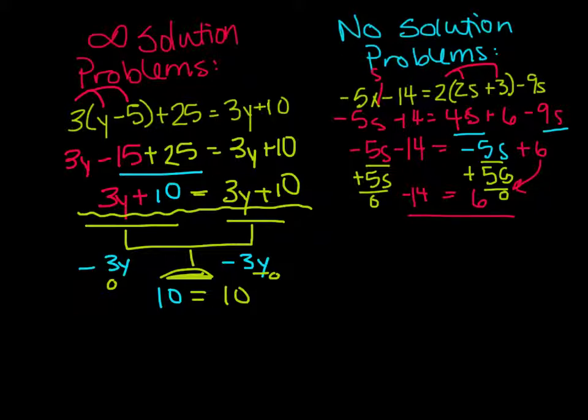Negative 14 is never equal to 6. I do not like that, and I was wondering why I didn't like that. That is impossible. So if you ever get to a situation where you literally have something impossible, that is why there is no solution to these problems. They will never, ever work. Essentially, this is not a possible situation.